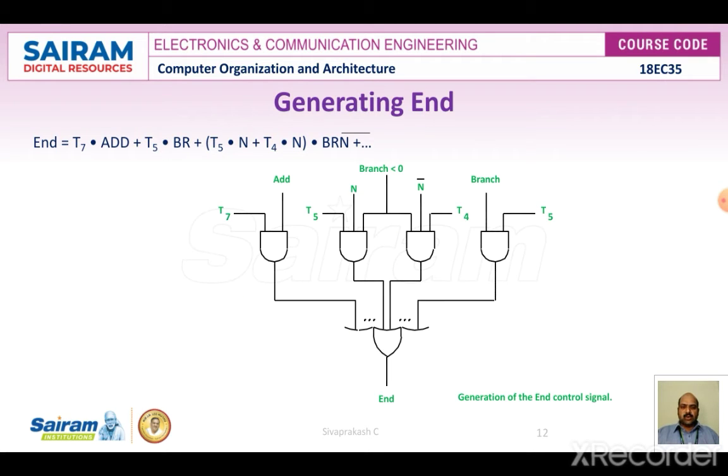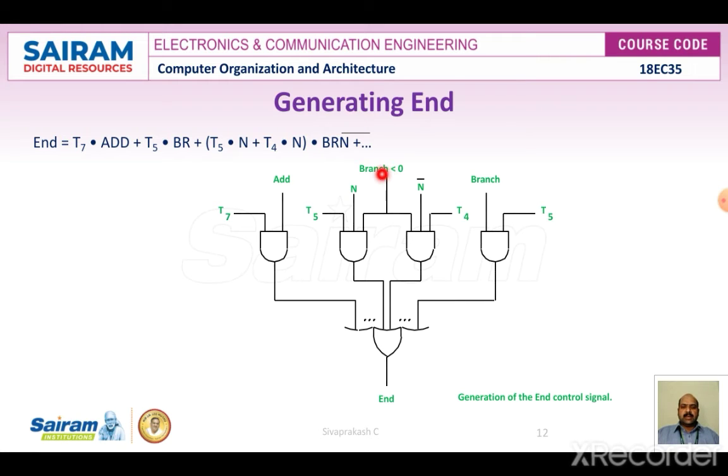Let's discuss generating the end signal. In this example, the circuit generates the end control signal from the logic function: end is equal to T7 dot add plus T5 dot branching instruction (unconditional branching), plus T5 dot n bar, plus T5 dot n, plus T4 dot n bar into branching, conditional branching instruction, etc.